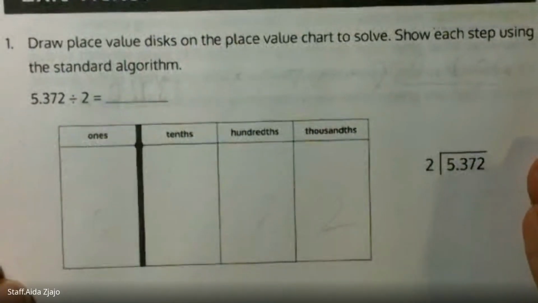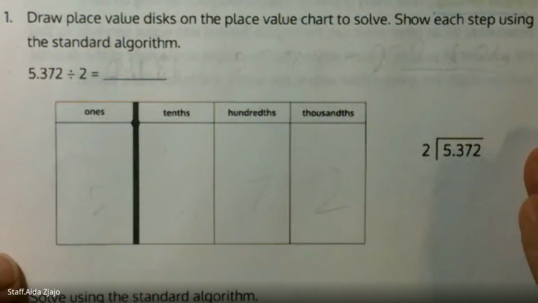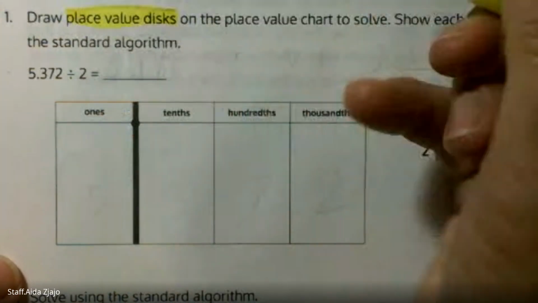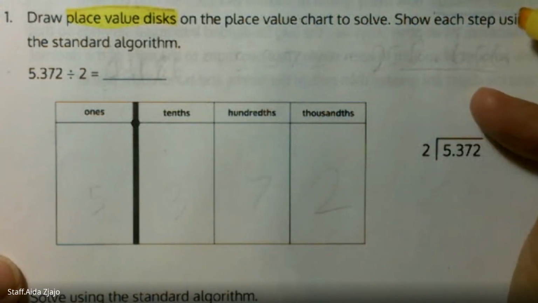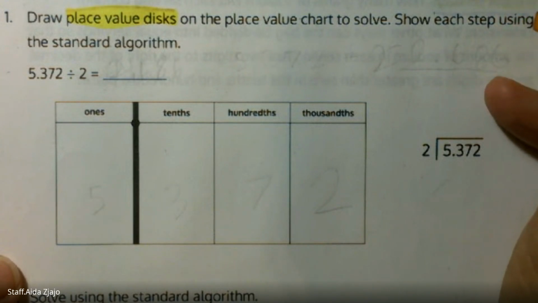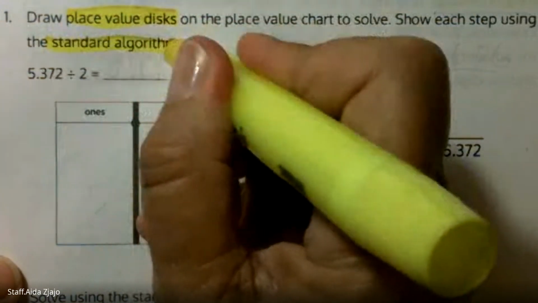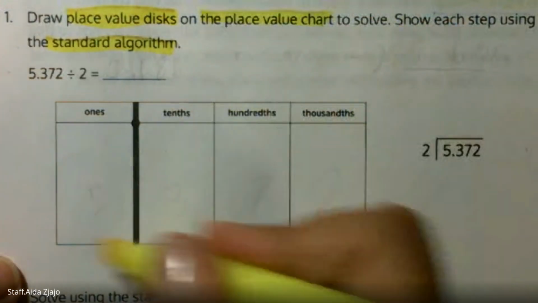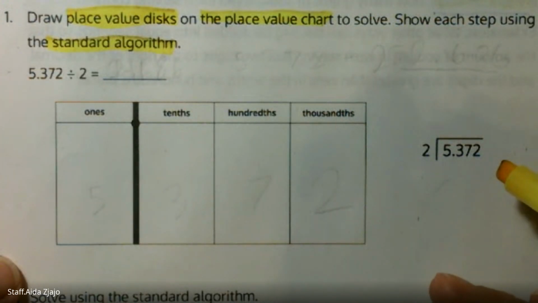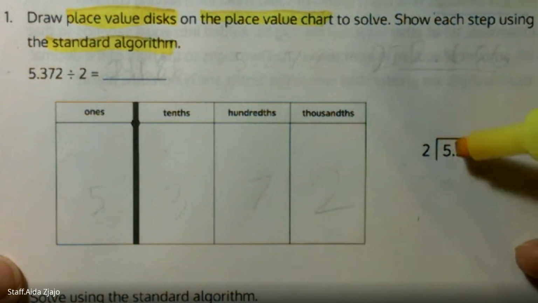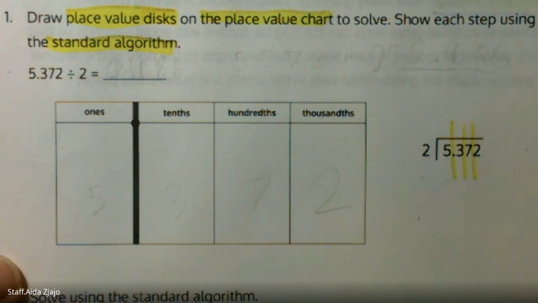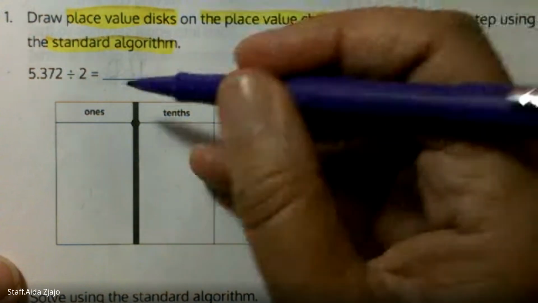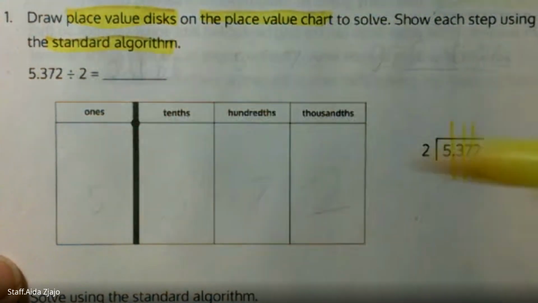All right, let's see what question 1 wants us to do. Draw place value disks on the place value chart to solve, and show each step using the standard algorithm. So here is the place value chart, and here is the part where they want us to show the standard algorithm. I'm going to draw lines through it just to help myself. It needs to be shared into two groups.